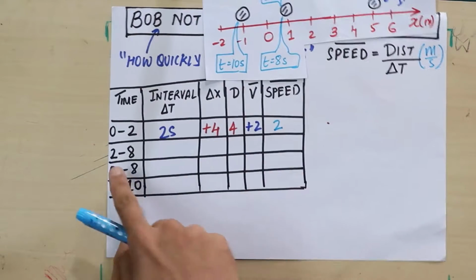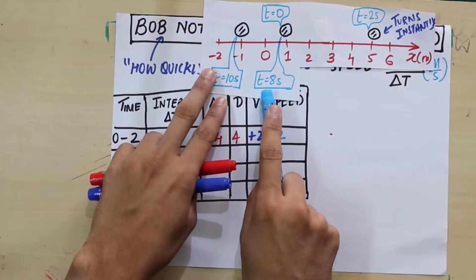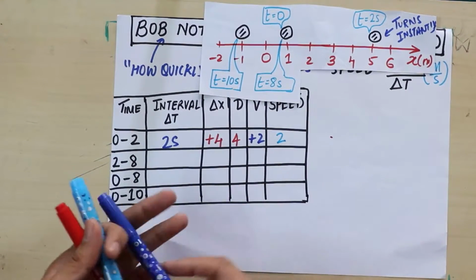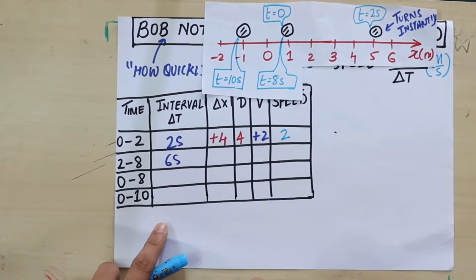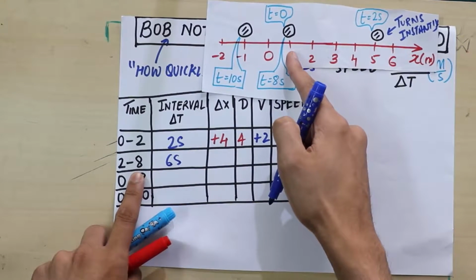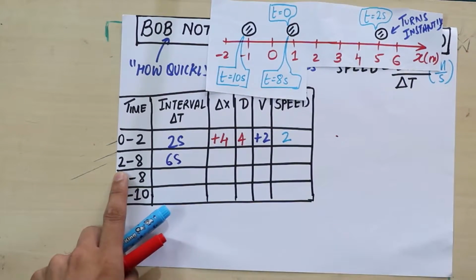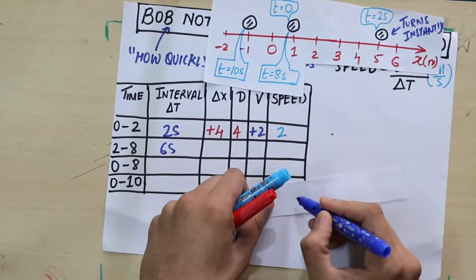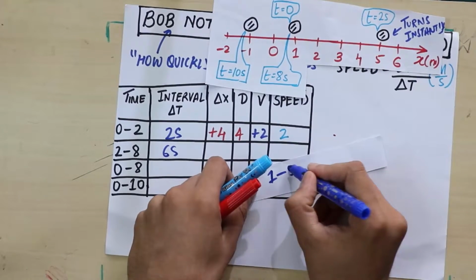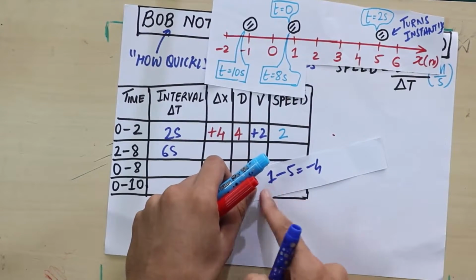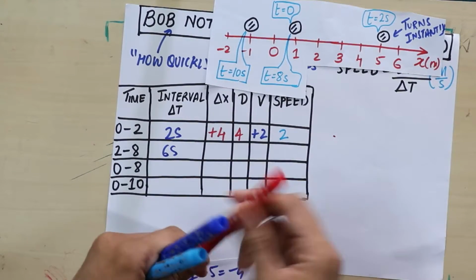Alright, let's go to the second case. We want to calculate from 2 to 8 seconds. That's from here to here. What is the time interval? That's easy. The time interval is 6 seconds. What is delta x? Final position is 1. Initial position is 5. So we have final position 1 minus initial position, which is 5. That's minus 4. Remember, final minus initial. So delta x is minus 4.